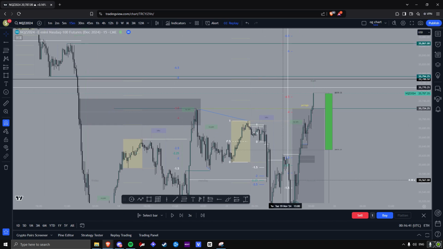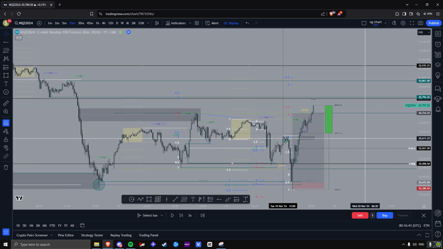So this is the new strategy. I've been fine-tuning it, rewiring my brain, entries, and mostly a lot of patience as well. You really have to be patient with this, because you know it can really turn into revenge trading really fast.